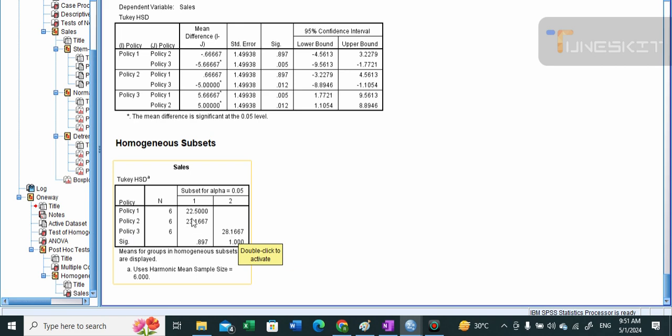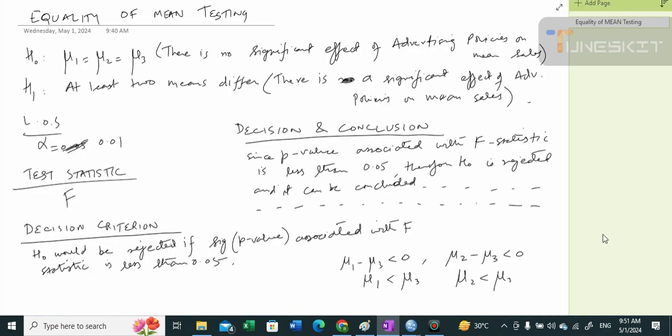And if we look at the values, it is strictly following the order. So policy 1 has a least mean sales. Next high mean sales is of policy 2 that are not significantly different from policy 1 mean sales. And the highest mean sales is of policy 3.